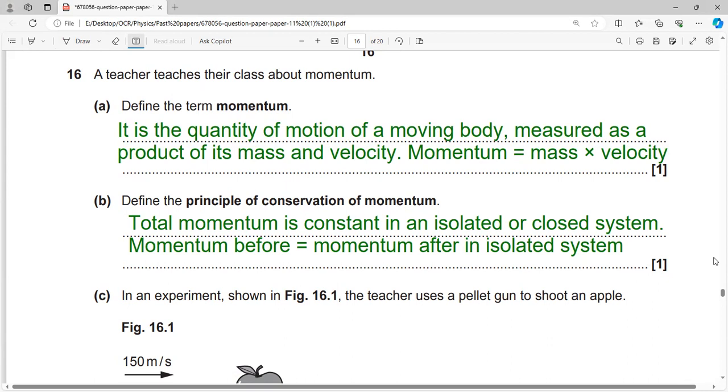Now, question 2, define the principle of conservation of momentum. So total momentum is constant in an isolated system. For example, if there's a closed system and there's no external influence on this system, for example, if gas is closed inside a container and there's no external influence on this gas, then the total momentum of the collisions of these gas particles with each other and with the wall of the container will be equal, and there's no change of that momentum. So that's why we can say the momentum before the collision is equal to the momentum after the collision in an isolated system. That's the principle of conservation of momentum.